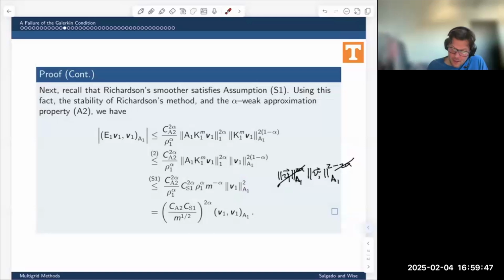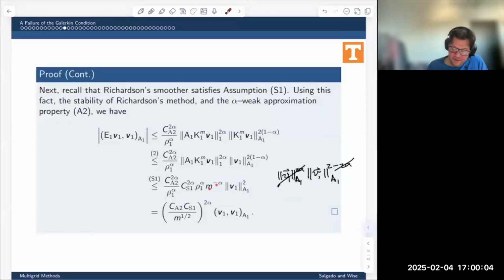That's good. Now, what else do I have? Well, I can cancel these two. I need those to cancel. I absolutely need these guys to cancel in order for my analysis to work. Now, these two things both have a 2 alpha power.